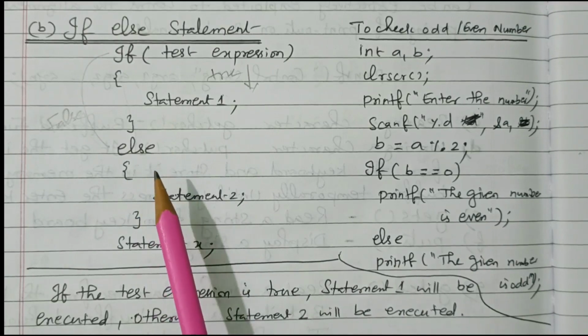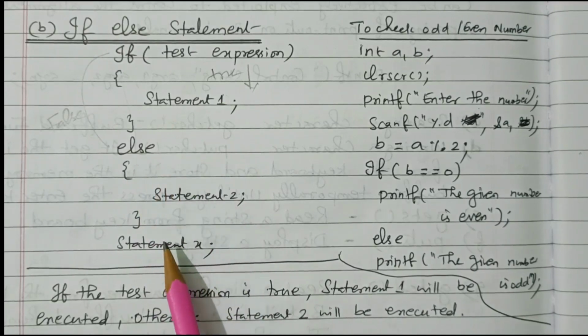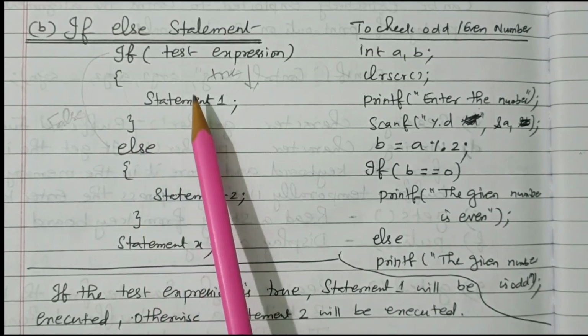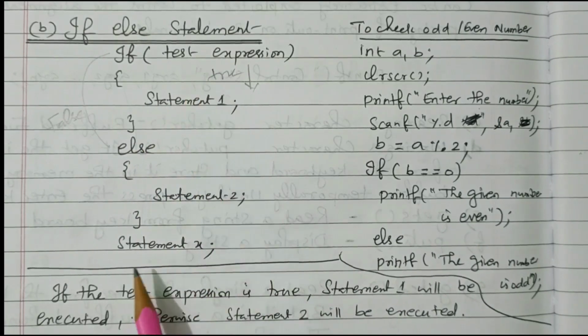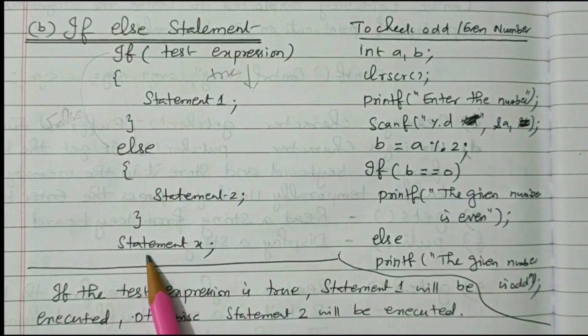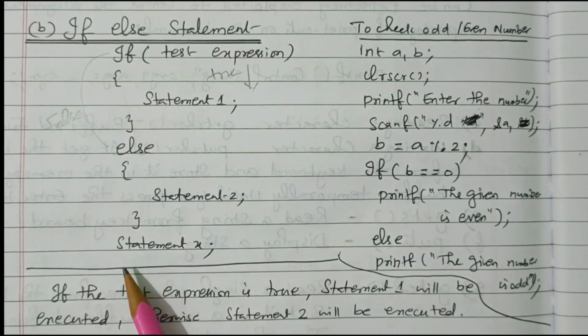The else part was not available in the previous case, right? After that, it will execute either statement 1 or statement 2 based on true or false. Then it will go to the normal statement, statement X, which is a normal statement available in the program, right? So we'll see one example for this.